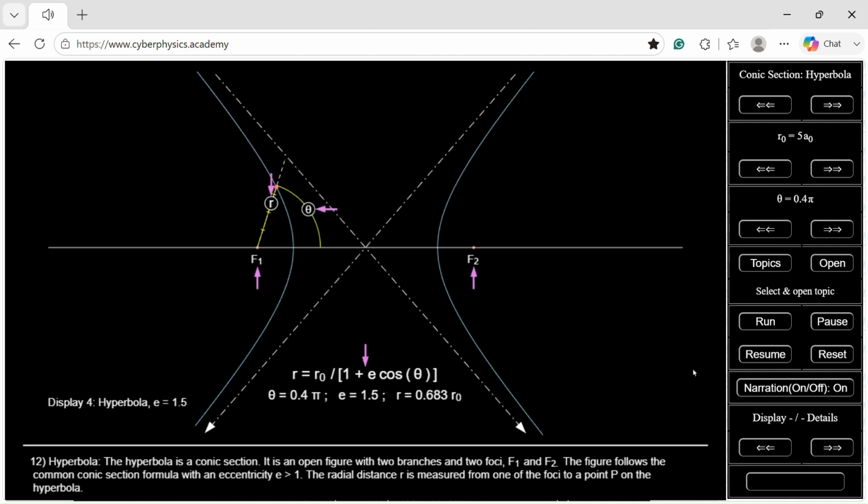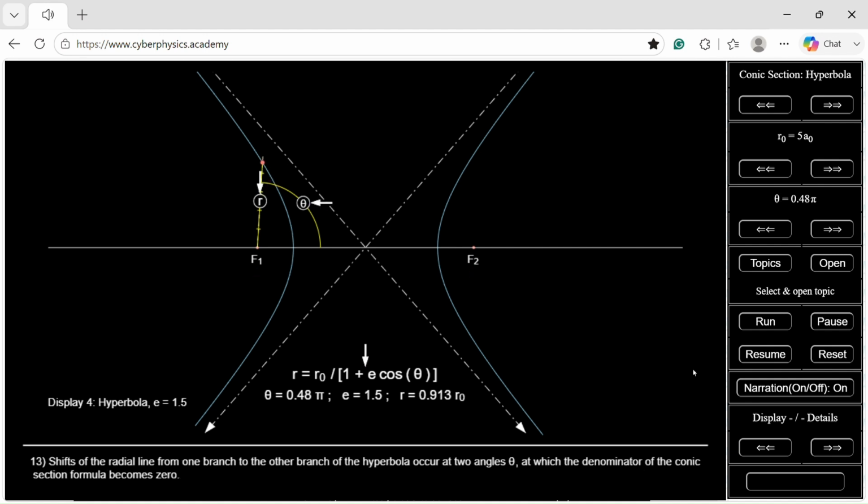The hyperbola is a conic section. It is an open figure with two branches and two foci, F1 and F2. The figure follows the common conic section formula with an eccentricity E greater than 1. The radial distance r is measured from one of the foci to a point P on the hyperbola. Shifts of the radial line from one branch to the other branch of the hyperbola occur at two angles theta, at which the denominator of the conic section formula becomes 0.